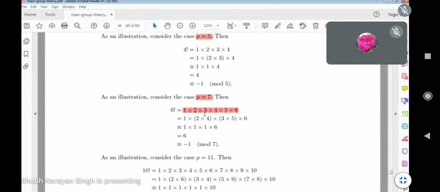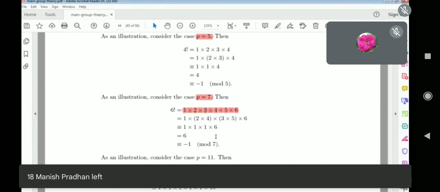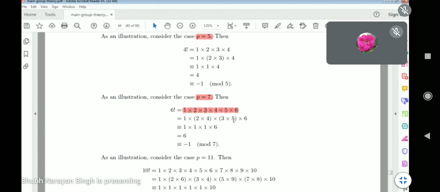Then come to 3, and what is the inverse of 3 modulo 7? 5, sir. And conversely, what is the inverse of 5 modulo 7? 3. That's why I make the group of elements 3 and 5, because they are inverse to each other. And you know that the inverse of 6 modulo 7 is itself. That's why I keep this separate. So in this way, I'll write the factorial of p minus 1, in this case factorial 6.